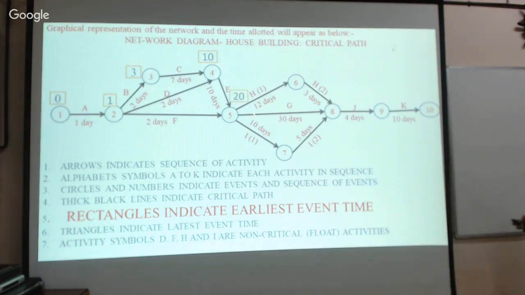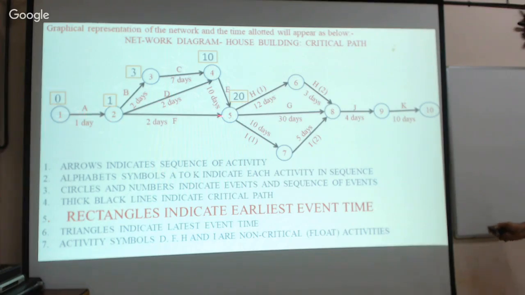Similarly, to reach the fifth event, event number 5, the time required is 1 plus 2 plus 7 plus 10, which is equal to 20 days. We can also come by another path, but 1 day, 2 plus 10, comes to 13 days. Therefore, the maximum time required to reach this event is 20. This square should always have the larger number, that means the maximum time required to reach this event.